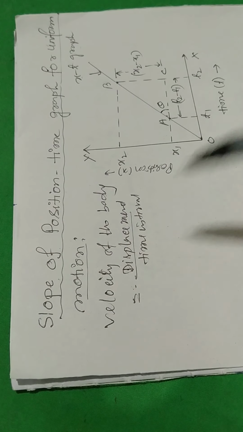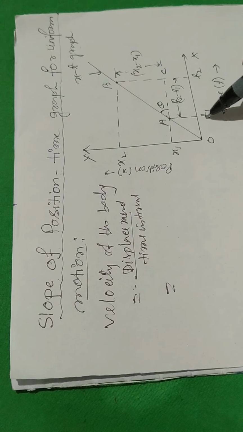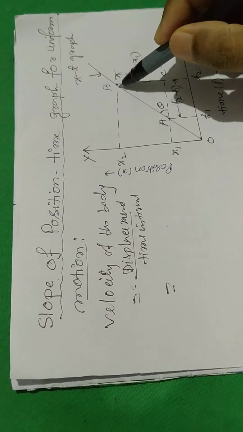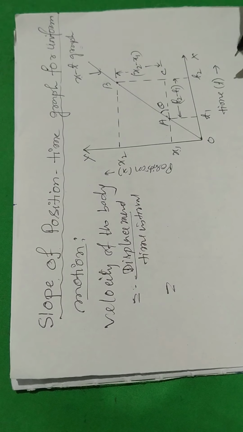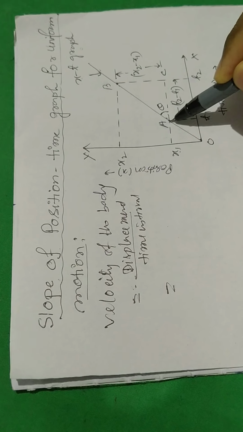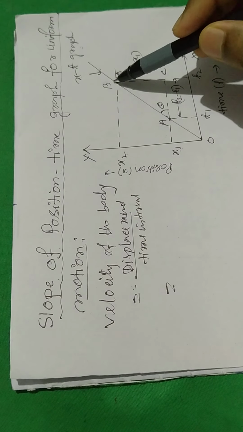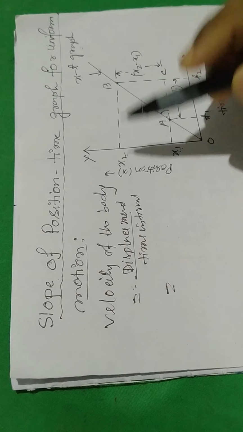Here the object travels, at time t1, x1 and at time t2, x2. Here x-t is the position-time graph, and A and B are two points on the graph. Corresponding to point A the displacement is x1, corresponding to point B the displacement is x2.